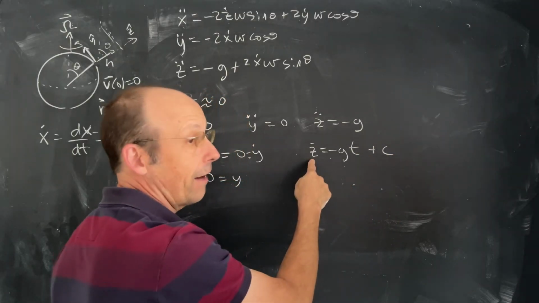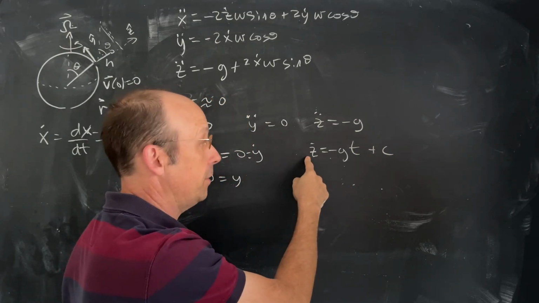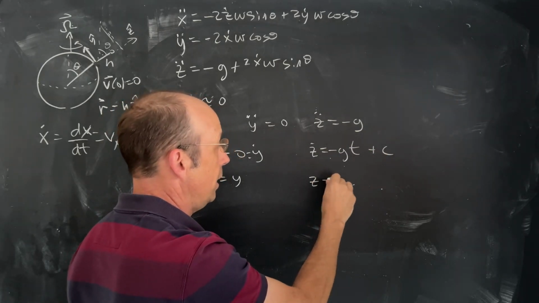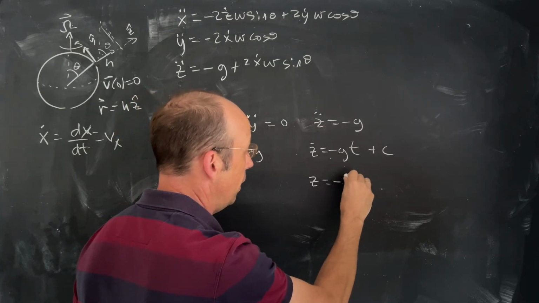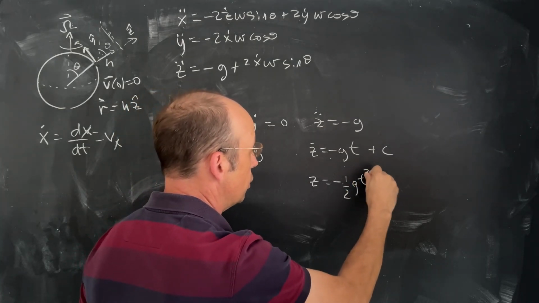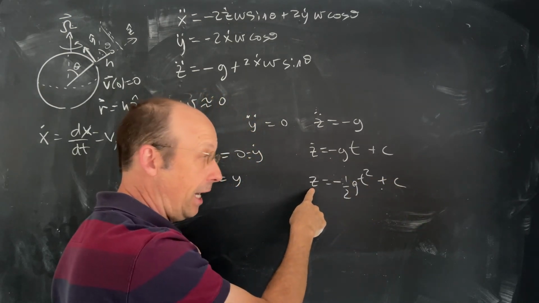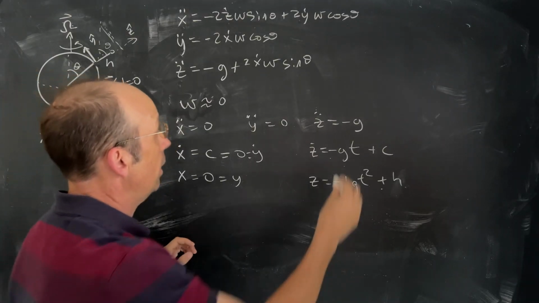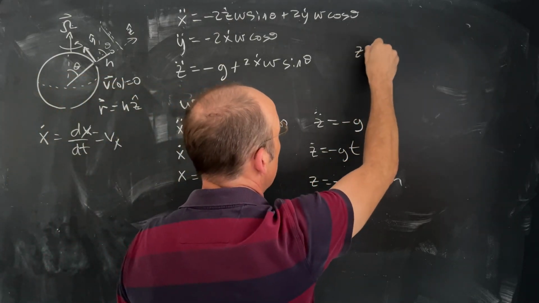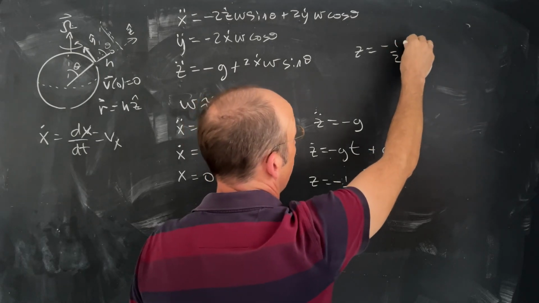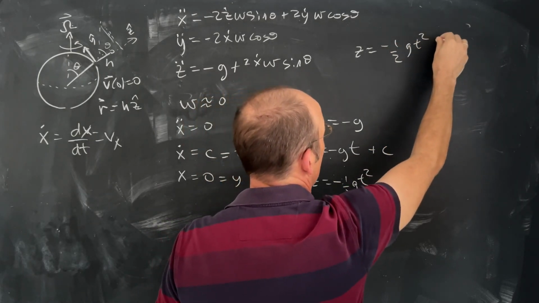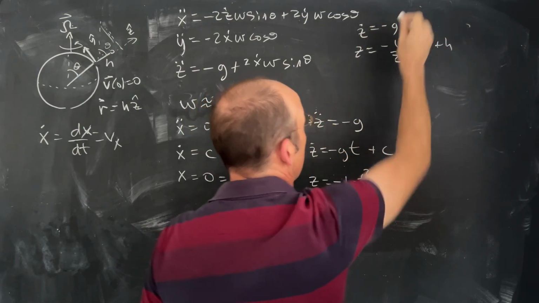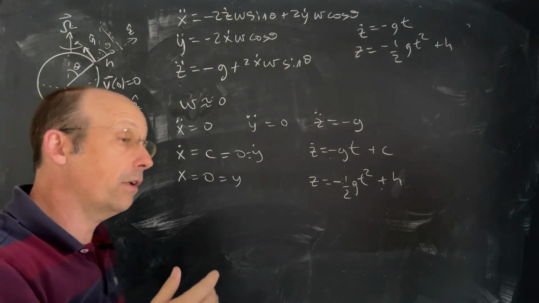Over here, if I integrate both sides of this equation, I get z dot equals negative gt plus a constant. But again, I released it from rest, so z dot at time t equals 0 is 0, so c is 0. And then I integrate again, and I get z as a function of t is going to be negative 1/2 g t squared plus a constant. And at t equals 0, this is h, so c is going to be h. I went over that kind of quick because I figured we'd done that a bunch of times. Okay, so let's put that over here. Z equals negative 1/2 g t squared plus h, and z dot is negative gt. That's important. Okay, so we have a 0th order solution.